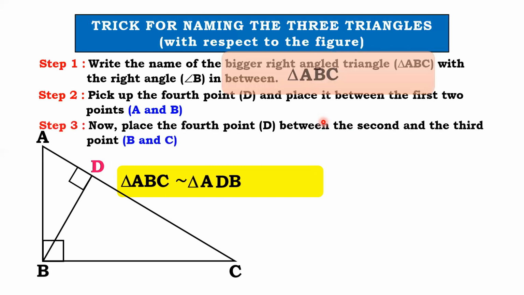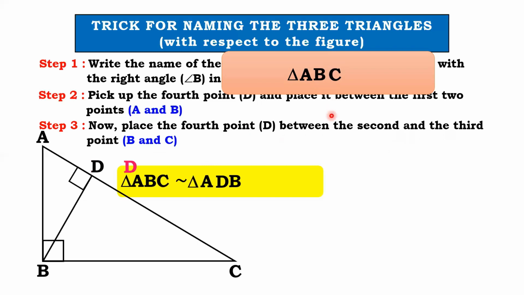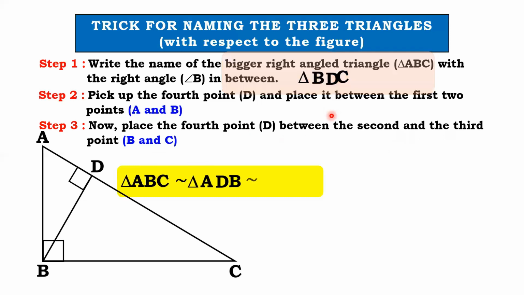Now to get the third triangle, again look here. Place the fourth point D between the second and the third point, B and C. So B is the second point, C is the third point. So between the second and third point, introduce that fourth point D. So what will be the name of the third triangle? Yes, the name of the third triangle is triangle BDC.